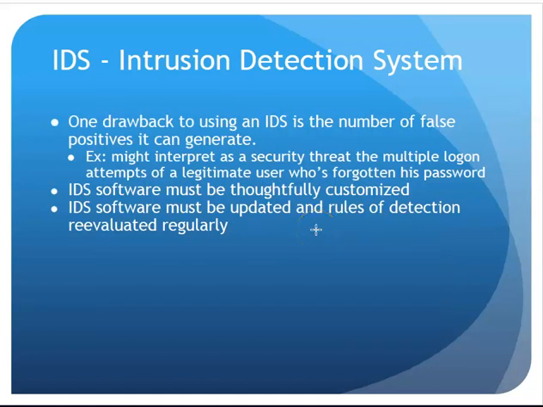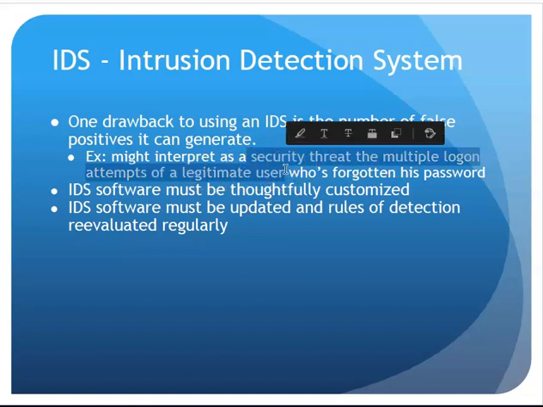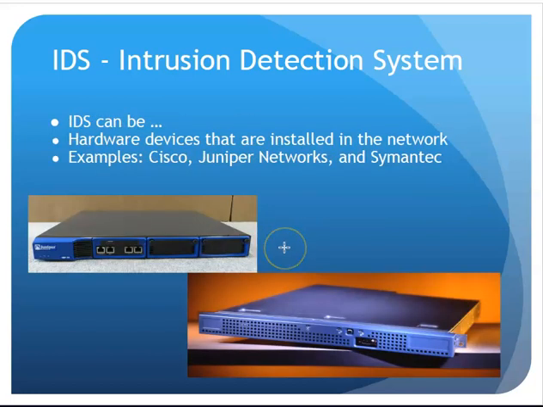One of the drawbacks of an IDS is the number of false positives. We might actually have what looks like a security threat with multiple login attempts of a user, but it's actually somebody that's forgotten their password. So I might get a bunch of alerts that are not actually real. So it's going to take time to tweak this to have it give you information that is real, but not too many false positives.